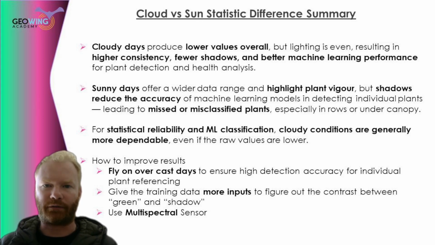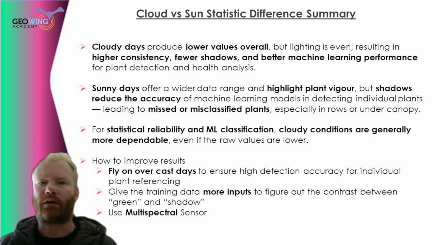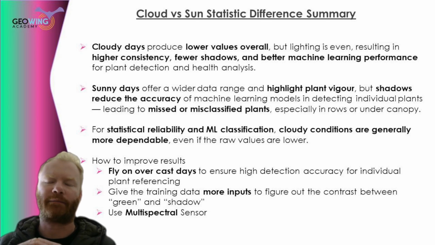In order to improve this, we must keep our RGB drone flights to overcast days so we can get more uniform consistency through the crop itself in terms of reflectance values, and we can also give more training data to the machine learning algorithm. Alternatively, using a multispectral drone will give you a much better quality vegetation health map.